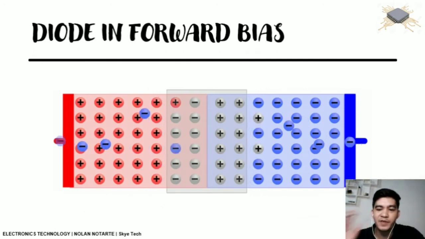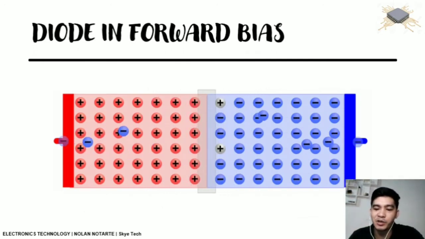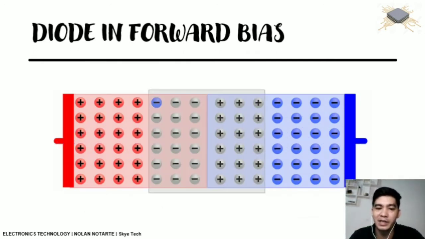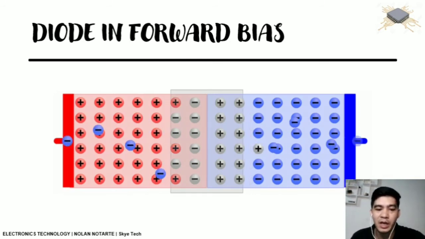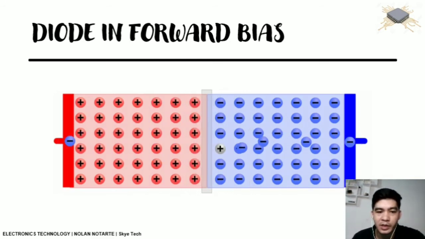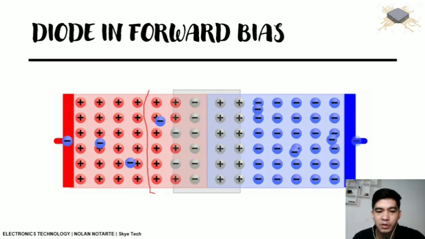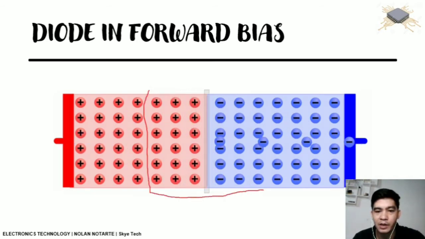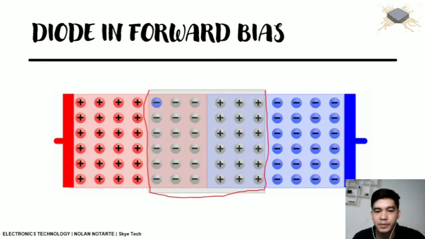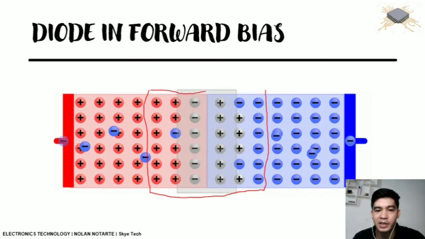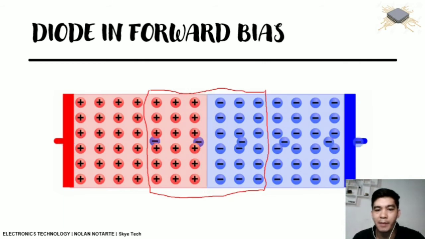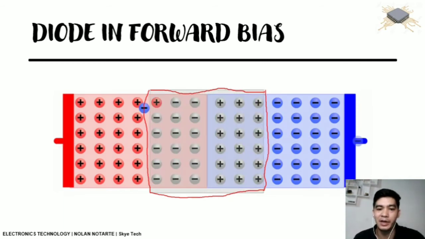Okay, so para mas ma-visualize niyo paano ba nagbe-behave ang electron sa diode in forward bias. So kung makikita niyo dito sa ating animation, andito po yung depletion region sa part na to. So mula dito, tapos sa kabila mula naman dito. Okay, because of the process called diffusion, may mga negative na na-attract sa kabila and may mga positive na na-attract din sa kabila. Okay?